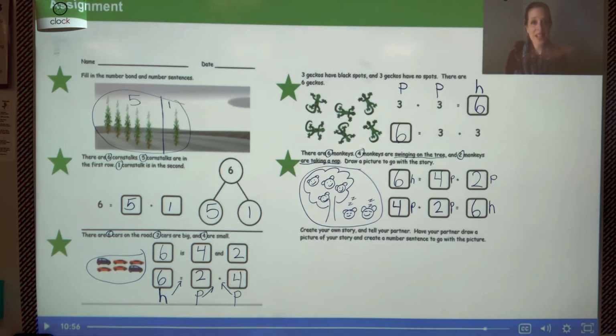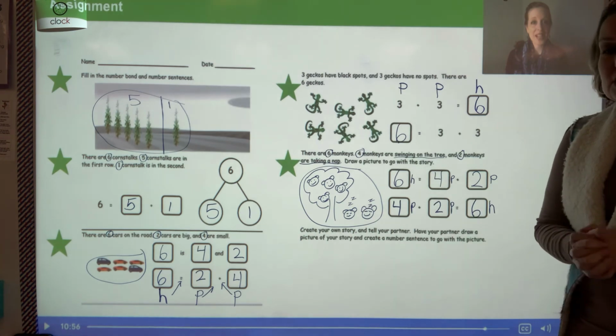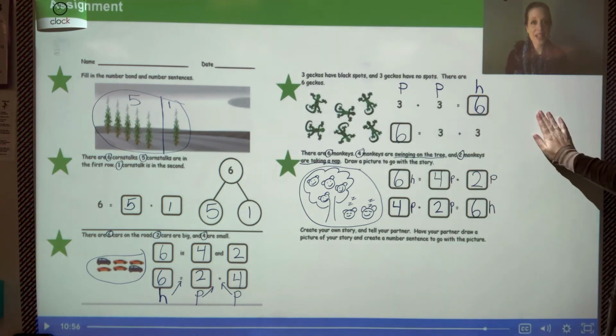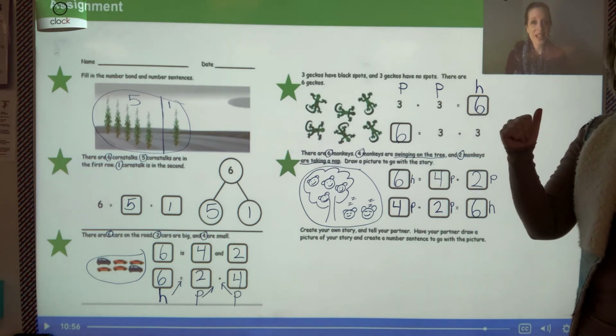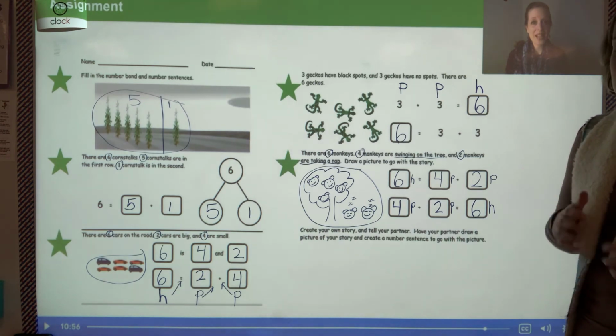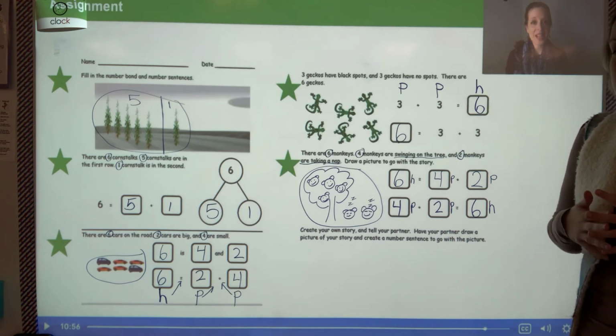So, I know this was a lot today, but we're going to practice this for several more lessons. So, don't worry. Take a picture and send this to me. This was a long math lesson, but you guys did great, and I am so proud of you for persevering. Wonderful work, friends. I will see you back at 12:45.